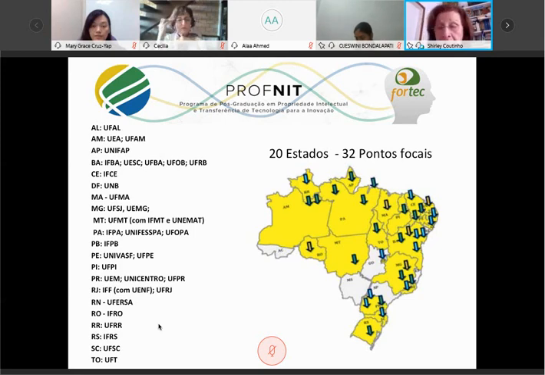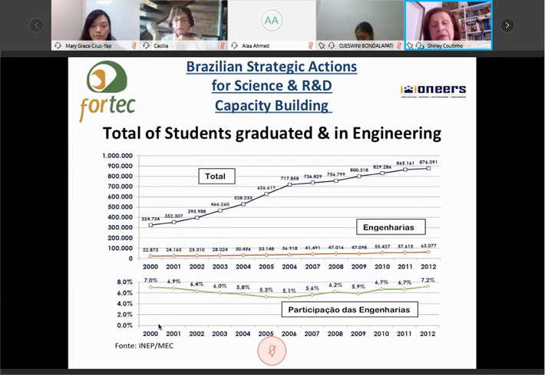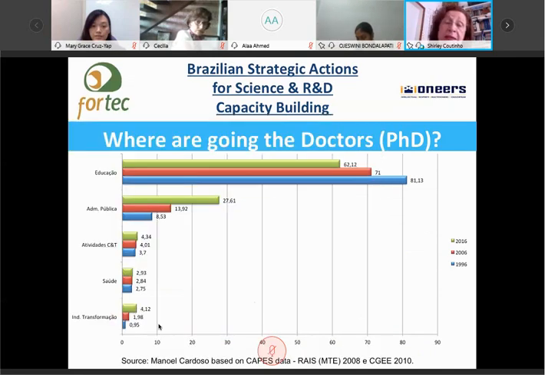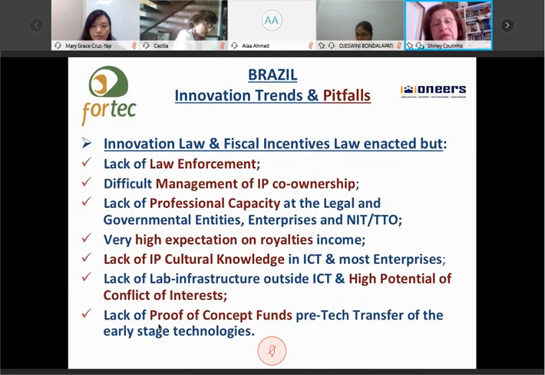As you see, we have the graduation, and in engineering the master's and PhD numbers are increasing, but where are our doctors? Mostly in universities and in the government. It's the opposite of the developed countries. Here, 70% are in university and government, and 30% in industry, and in developed countries, it's the opposite.